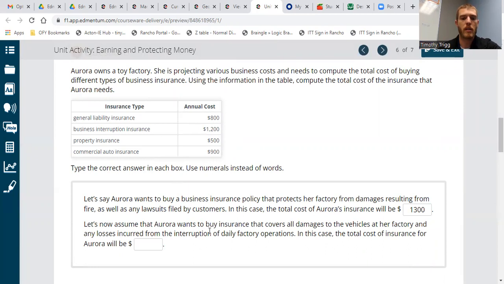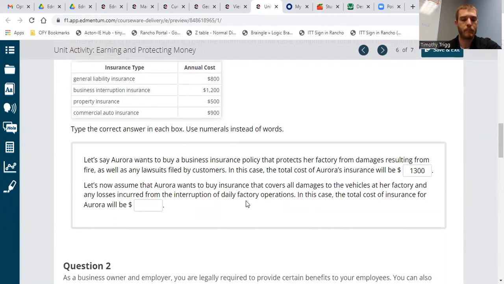Now let's assume Aurora wants to buy insurance that covers all damages to vehicles at her factory and any losses incurred from interruption of daily factory operations. So which one of these covers for cars and which one covers for interruption of business? Add those together and that goes here. All right, so I think you can figure that out.